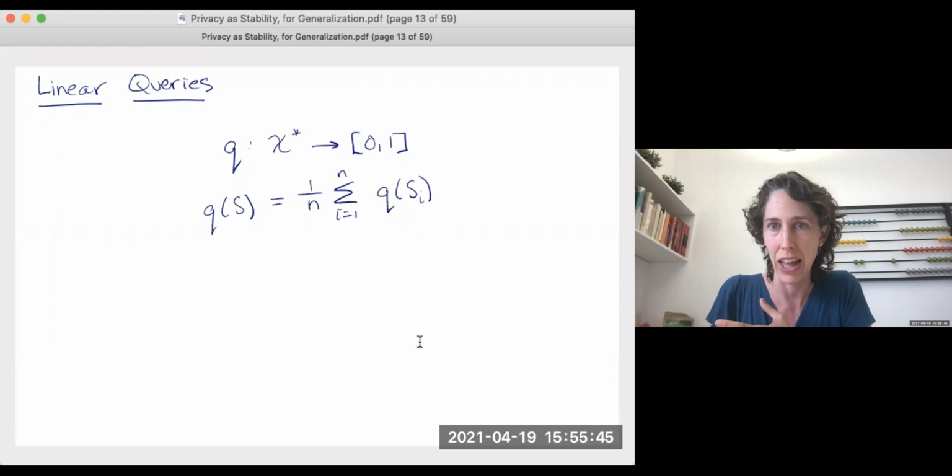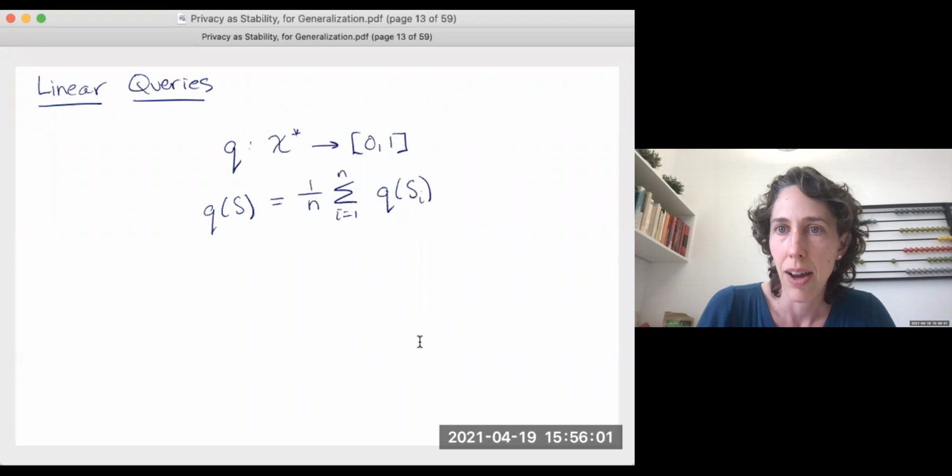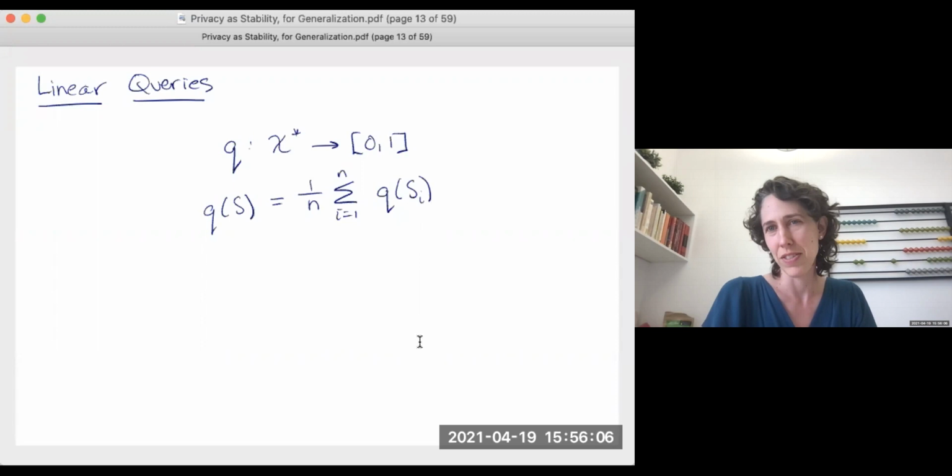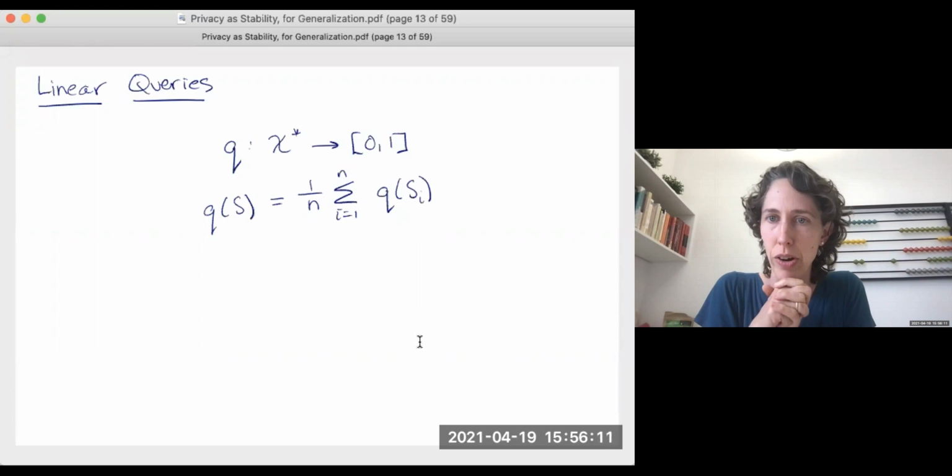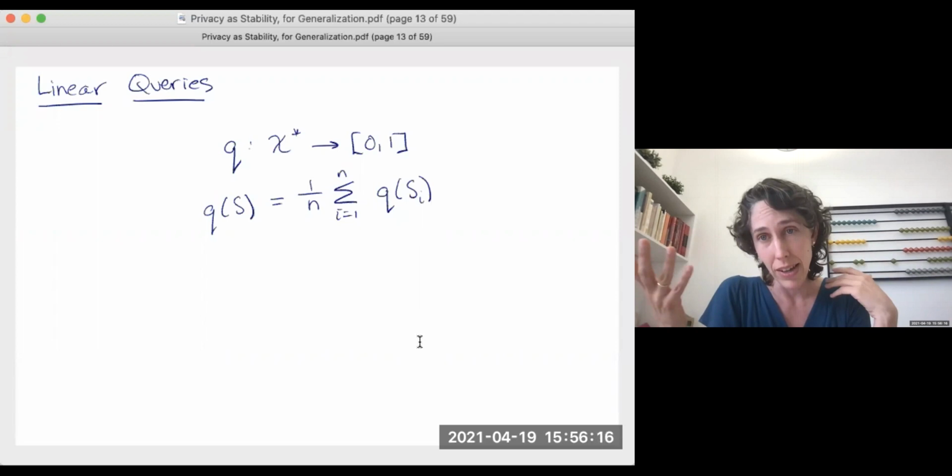Okay, so this is a very simple but also very powerful and general class of queries. You can use it as the basis for doing your favorite machine learning, if you have favorite machine learning that you like to do. If you have had a toe dipped in the water in machine learning, think statistical queries when you see linear queries. But this is the class of queries that we're going to focus on today. The things that I'll say are actually somewhat more general than this, but I think this is enough.